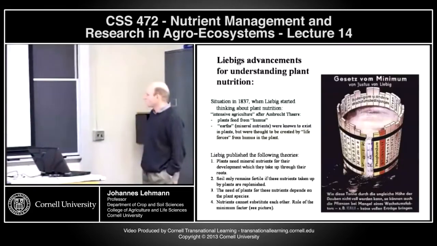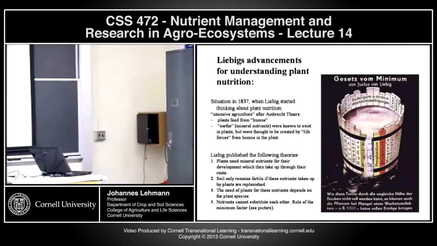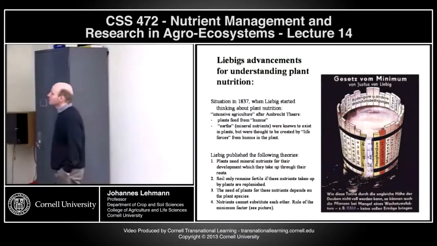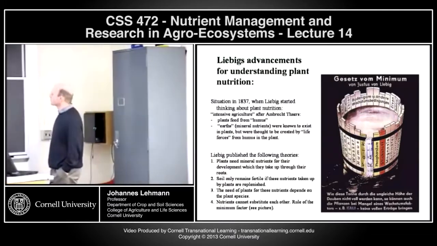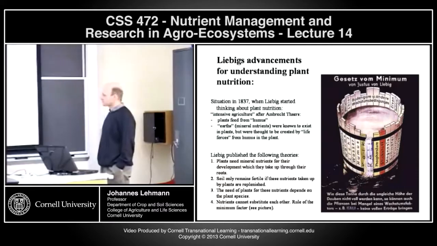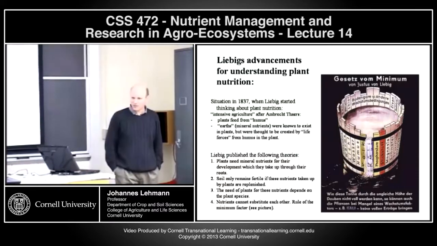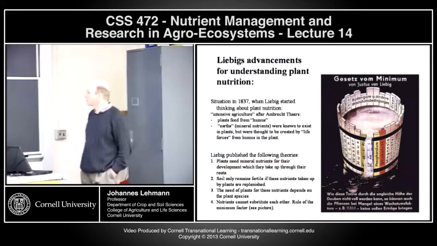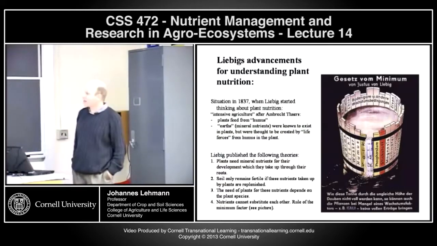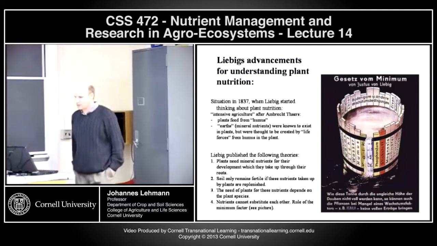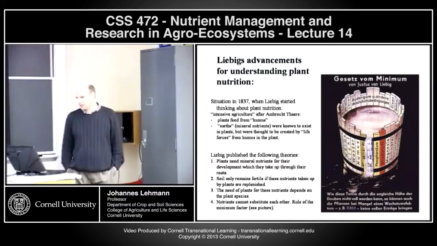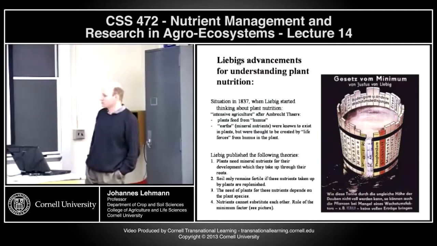So what were his basic and chief advancements? What did he contribute to science? For understanding that, we have to know what really was the state of the art or the state of the science in 1837 when Liebig started to think about these issues and when he developed his first theories.